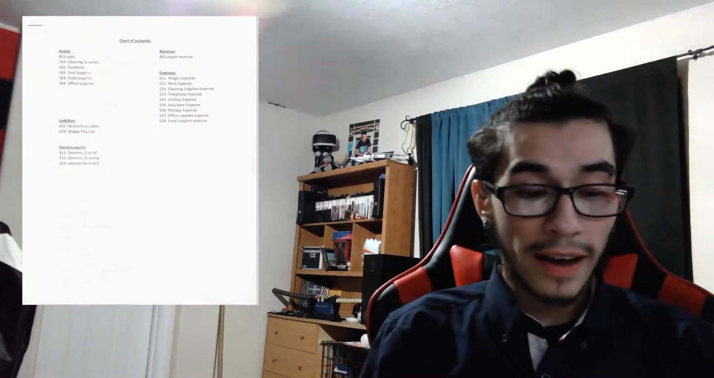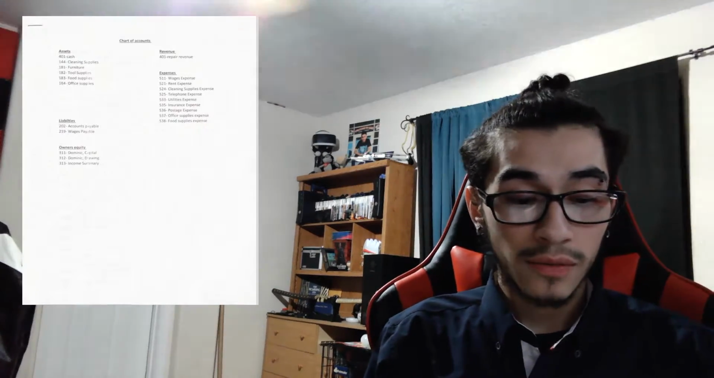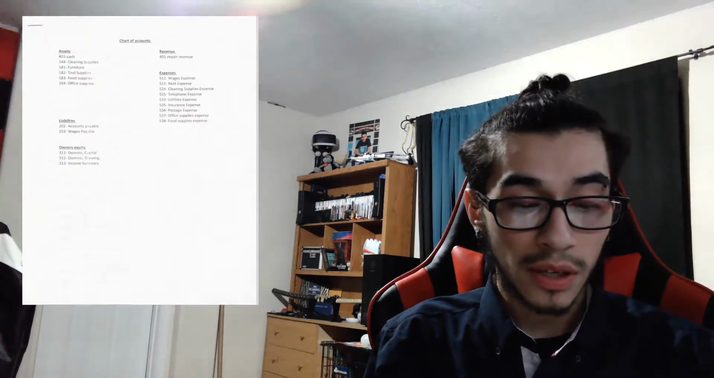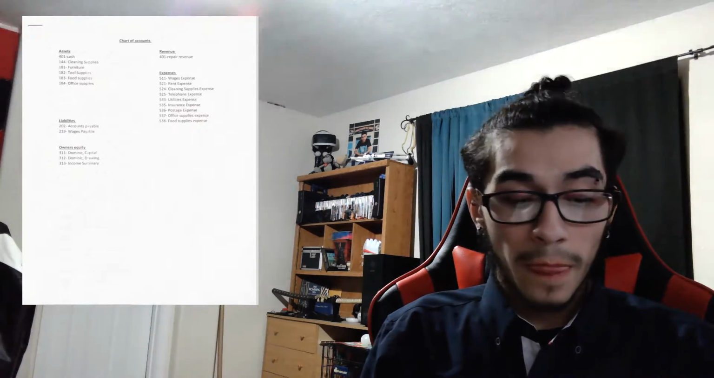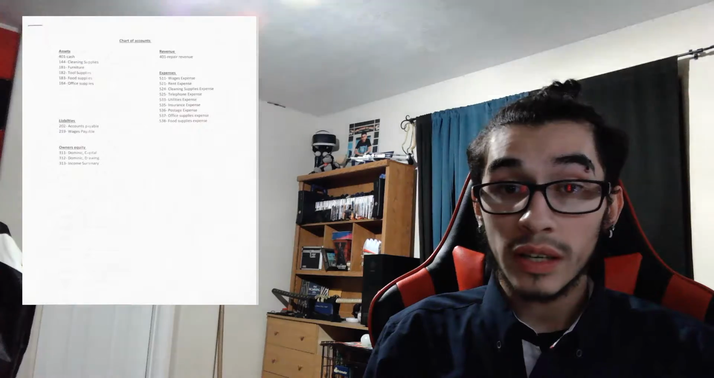I'm going to be going over the transactions that took place over those 2 months, as well as the chart of accounts and the income statement of both those months. First, the chart of accounts, which should be listed right here in the corner. I have my assets, which are cash, cleaning supplies, furniture, tool supplies, food supplies, and office supplies. My liabilities are accounts payable and wages payable. I have my owner's equity, which is capital, drawing, and income summary.